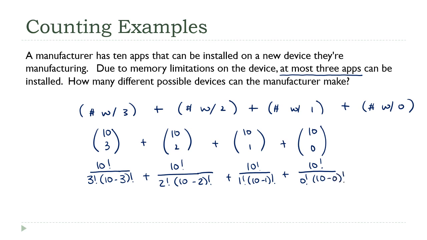All right, so what do we end up with? I'm actually going to start down here at this end because it's a little more interesting down here. 0 factorial is 1. 10 minus 0 is 10. So this is 10 factorial divided by 10 factorial, which is 1. I want to stop and think about that for a minute. Hopefully that makes some sense to you. How many different ways can we choose nothing?